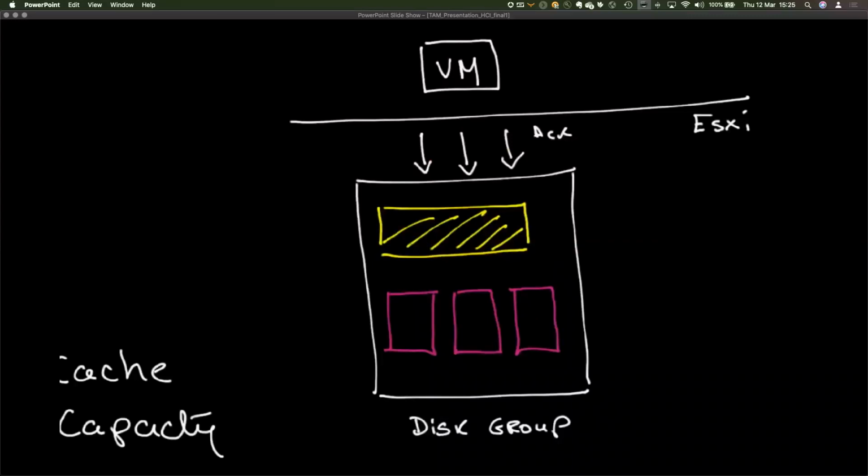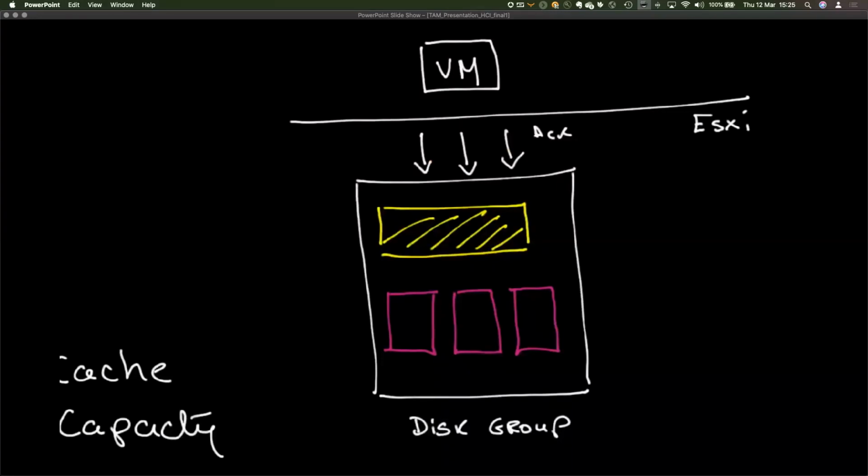There are two types of vSAN. One is hybrid, one is all flash. All flash has a 600 gig write buffer. In hybrid, you've got 70% read, 30% write, but the 30% write can max out at 600 gig.